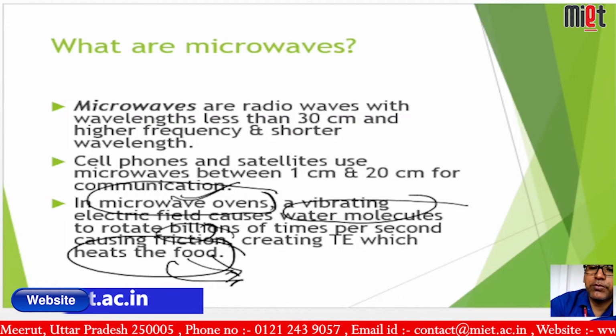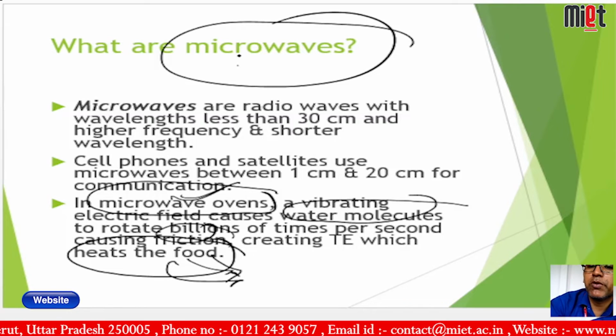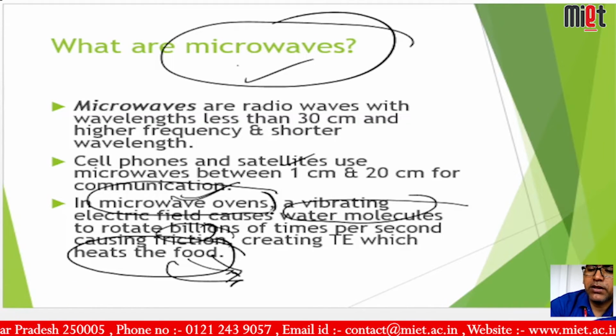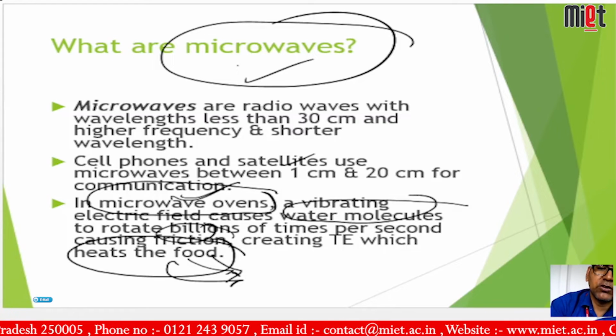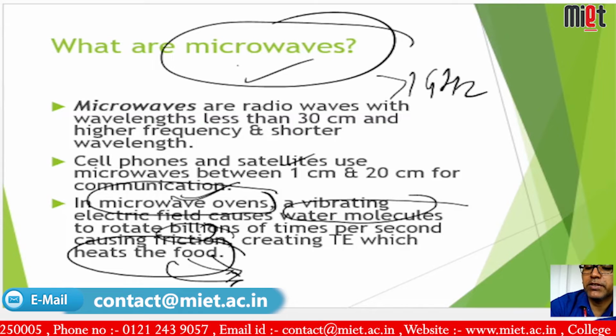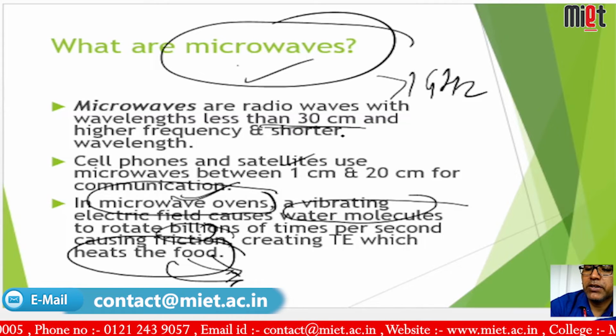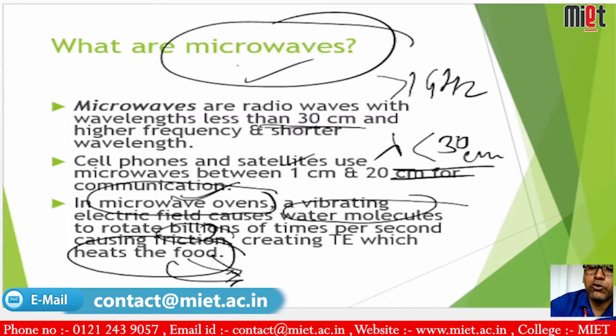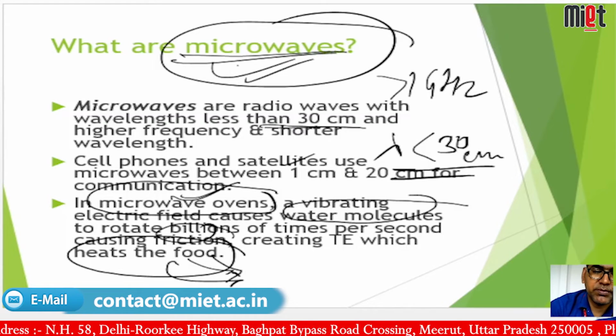So this particular microwave signal is used in microwave ovens, in phones, and in satellites, and these are the applications of microwave signals, whose range is greater than 1 gigahertz in terms of frequency, and less than 30 centimeter in terms of wavelength, and it should be less than 30 centimeter to be called a microwave.